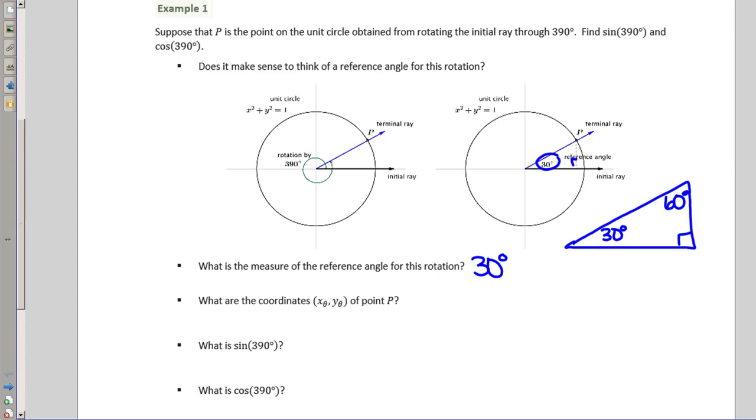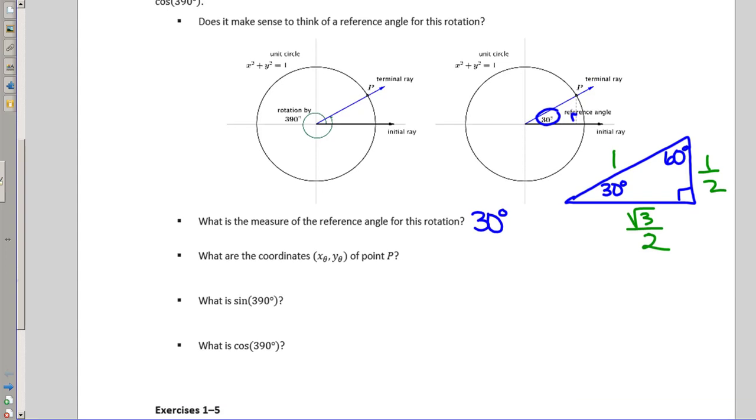So what's the measure of our reference angle? We already found that, 30 degrees. What are the coordinates of the point P? So if this is the point P, this side length is radical 3 over 2. This side length is 1/2. So that means the coordinates of the point P are x, which is the value across, and then we have our y value. So the side opposite 30 is the 1/2. That would be your y value, so we'll put that in the 1/2 position. And then you have your x value, which is radical 3 over 2.